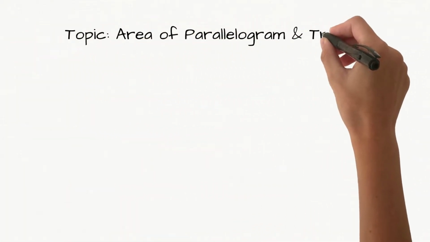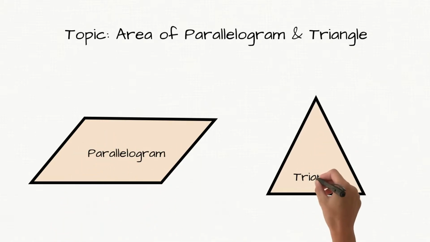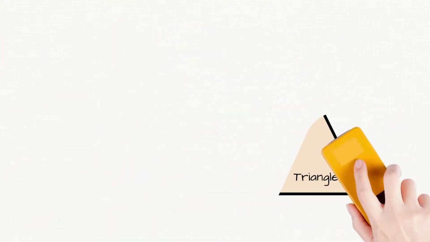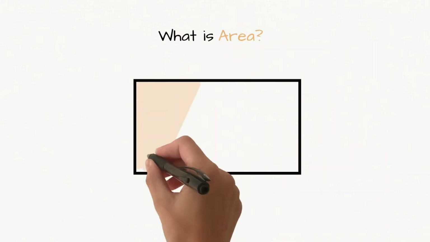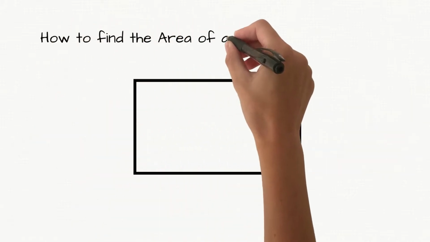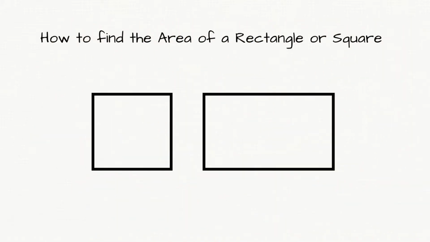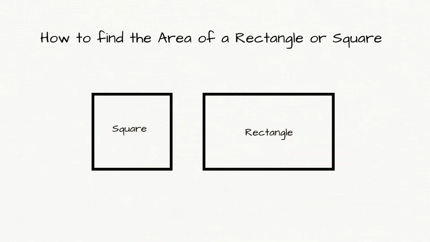In this video, we will be learning how to find the area of a parallelogram and triangle. First off, let's remember that the area is the amount of space found in a two-dimensional shape. You should already know how to find the area of a square and a rectangle, but let's do a quick revision. To find the area of a rectangle or square, we must simply multiply its length by its width.